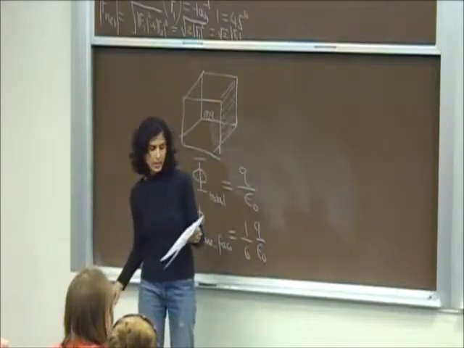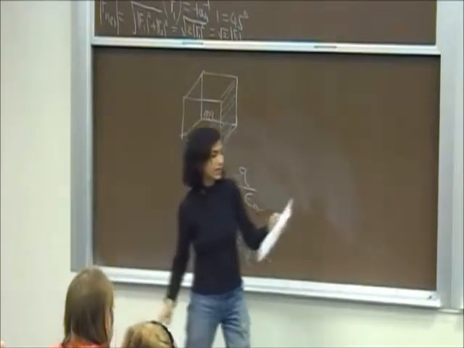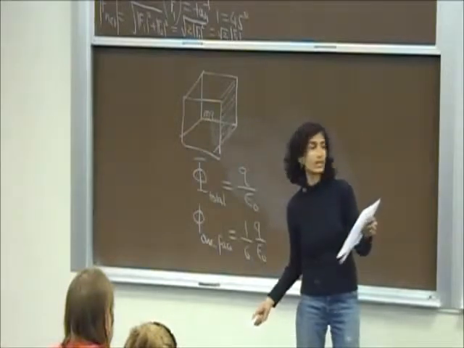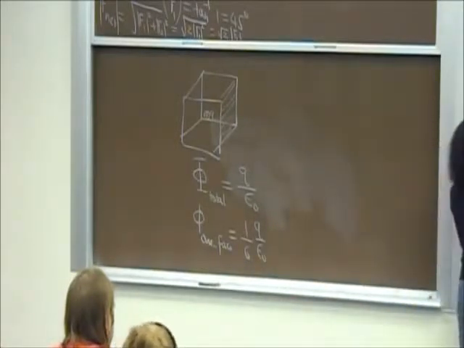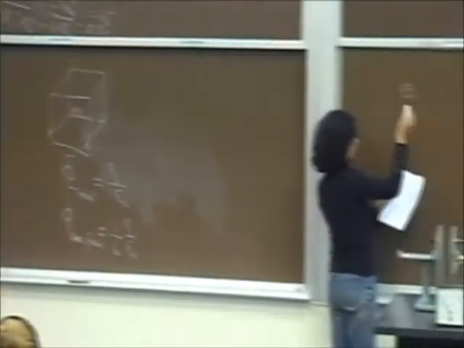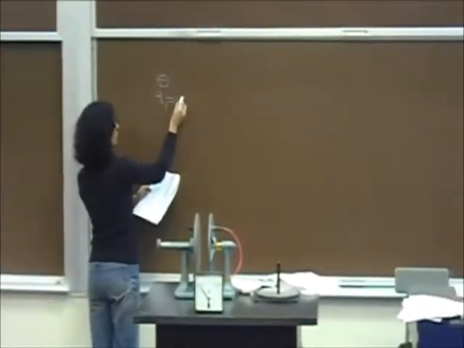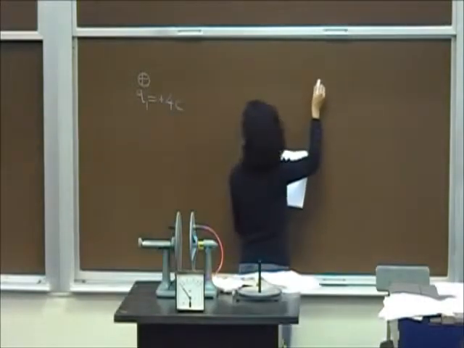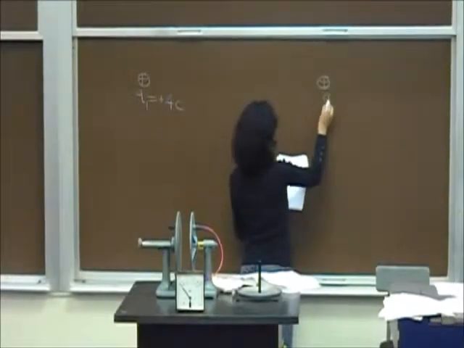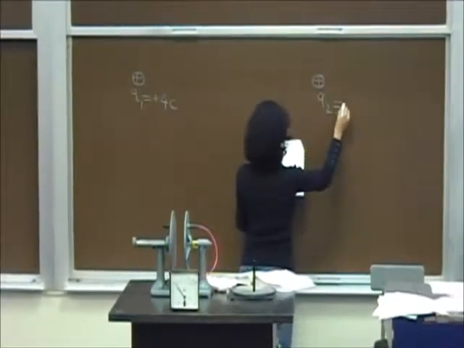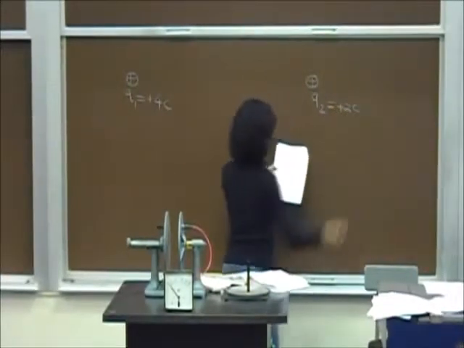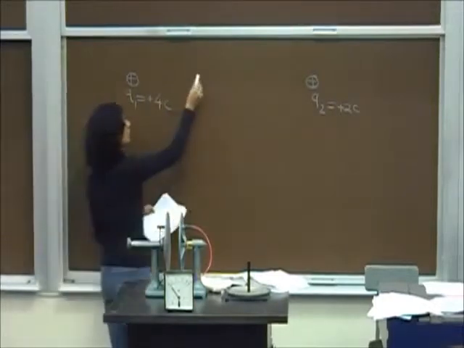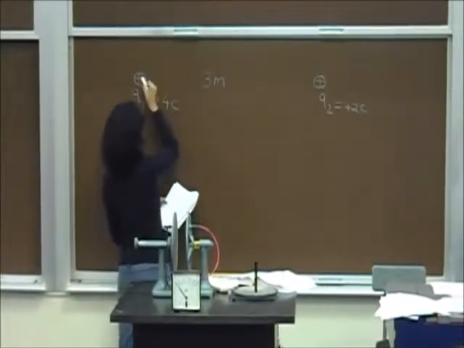Then the next question is saying locate the point or points at which the electric field due to the two charges is 0. You were given a situation like this where you had a charge Q1 which is plus 4 coulomb, and another charge over here Q2 which is plus 2 coulomb, and you are asked for a point between them where the electric field is 0. You are told that the distance between them is 3 meters.